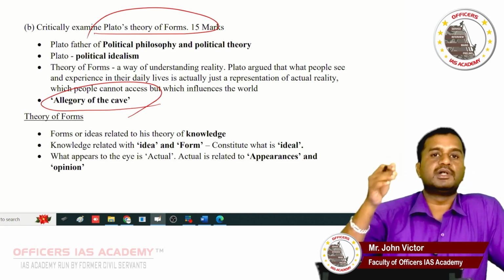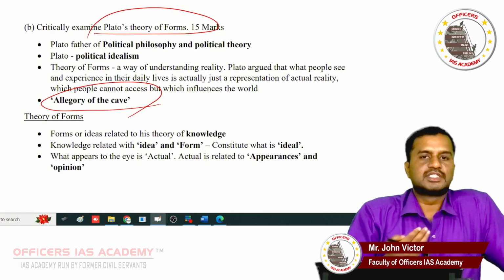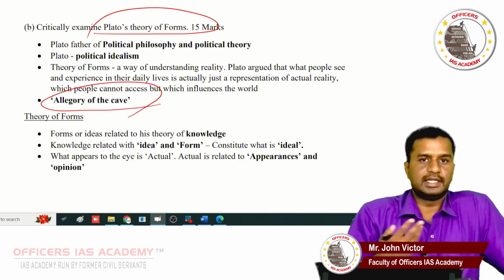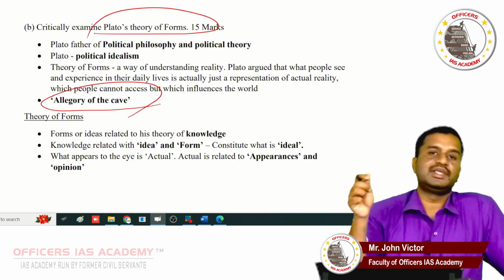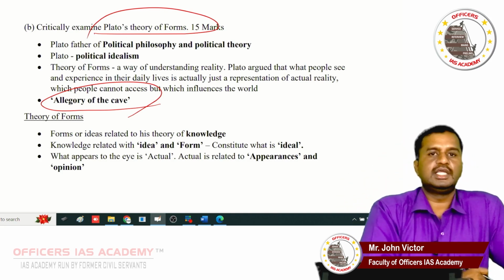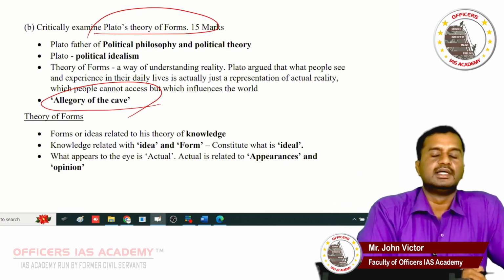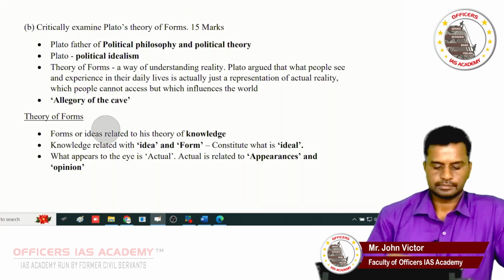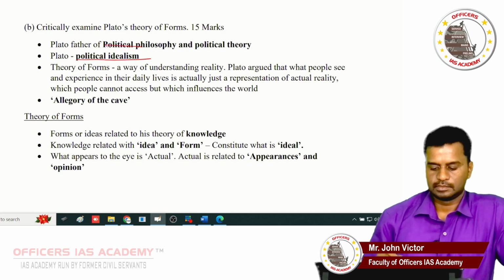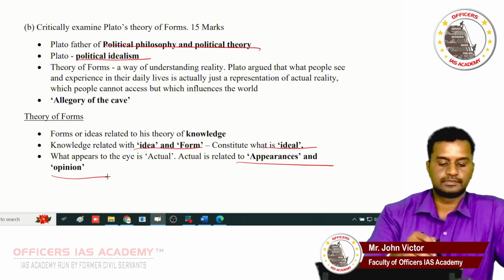So he tells that this is how humans are living in this world as of now. We can't access the invisible world or the actual world or the world of ideas. We can reach the actual world or the realm of ideas through knowledge. If we obtain knowledge, we can access the actual world. The journey from the visible world to the invisible world or the ideal world is through knowledge only. This is Plato's theory of forms. Idea and form, ideal, appearances, opinion.